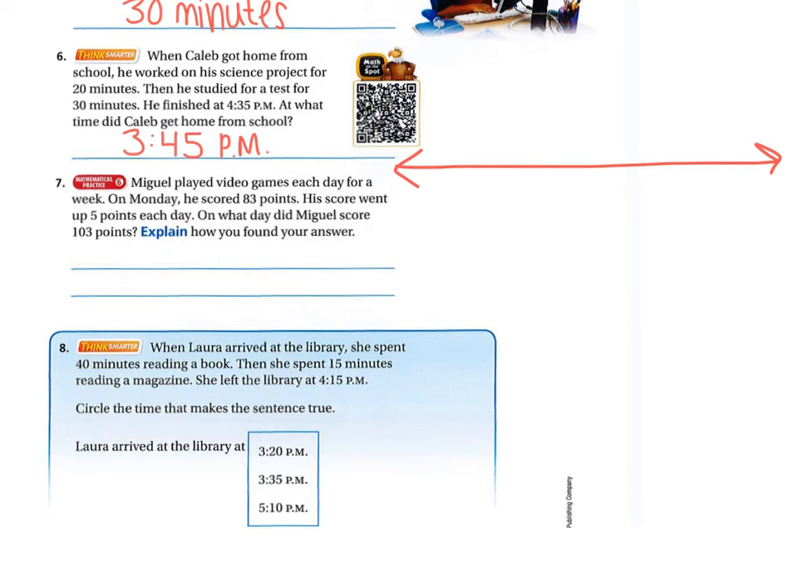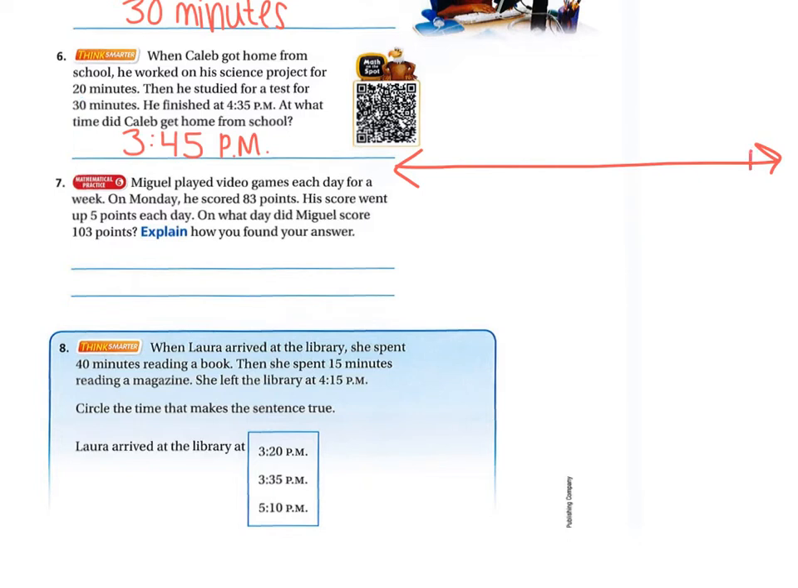I know that this problem is an elapsed time problem. I know that the end time is 4:35, and I need to work backwards. I need to subtract 30 minutes, and then I need to subtract 20 minutes, and then I will arrive at the time that Caleb got home.